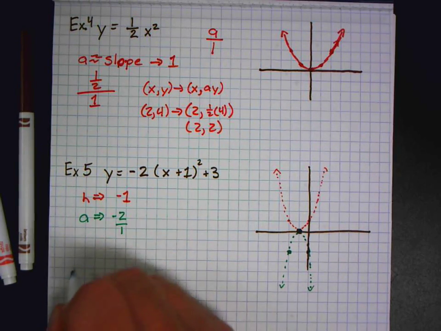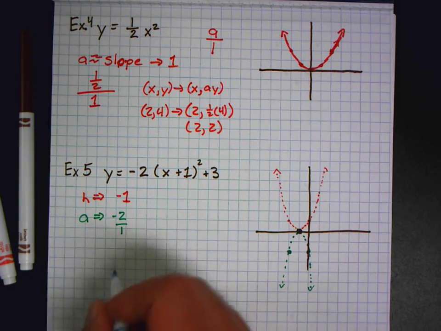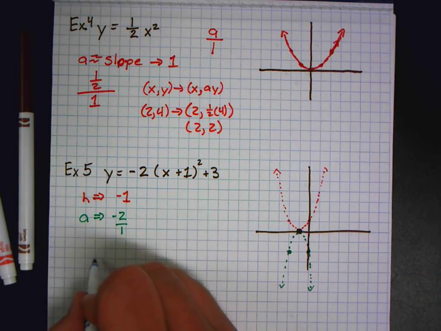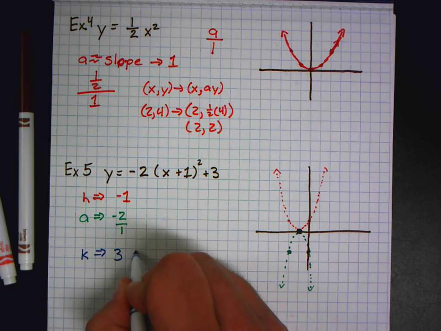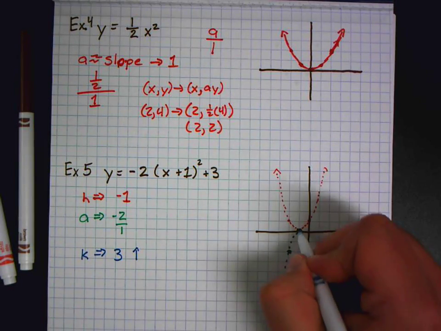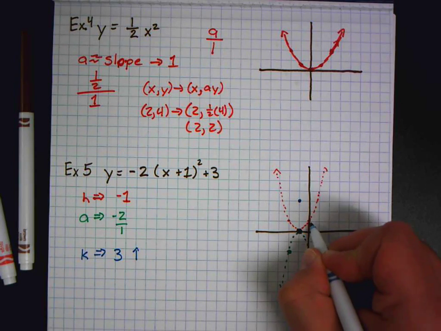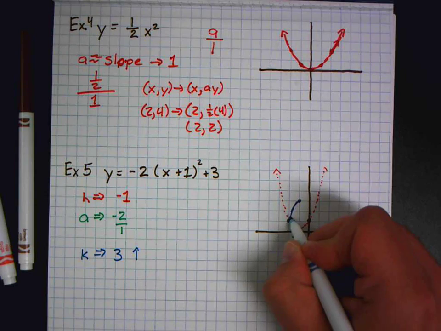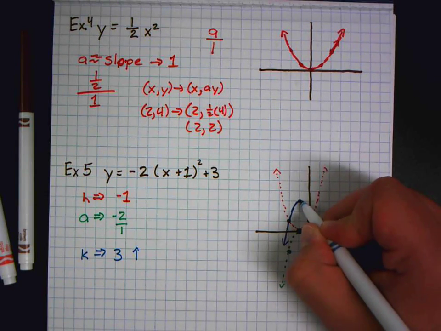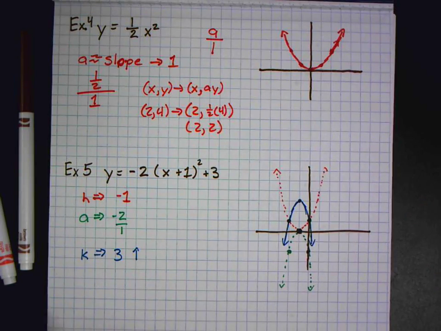Okay, now my final step. I have that plus sign on the outside. According to operations, I can now do that addition, which means I'm going to shift it up 3. So 1, 2, 3. Okay, so there's my final graph.